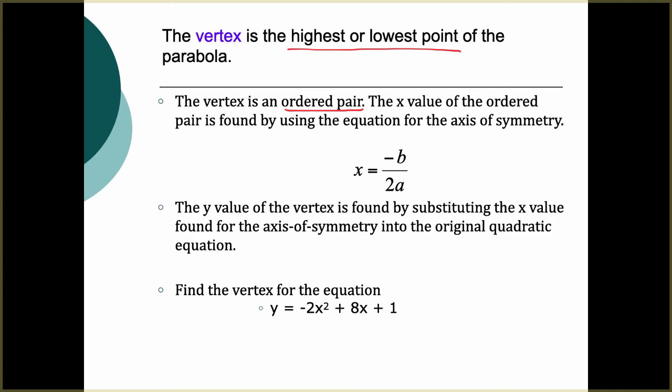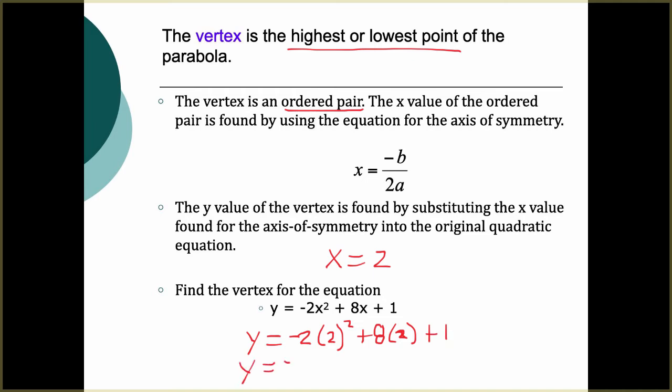The y value of the vertex is found by substituting this x value back into the original equation. So we find our axis of symmetry, x equals something, which is our vertical line. We can take that x value and plug it into the original quadratic equation and solve for the y value of the vertex. So remember from the last slide, we found that x equals 2. So we can plug this in now and find out what y is when x is 2. And be careful when you do this. Put what you substitute in parentheses so you do not make any mistakes.